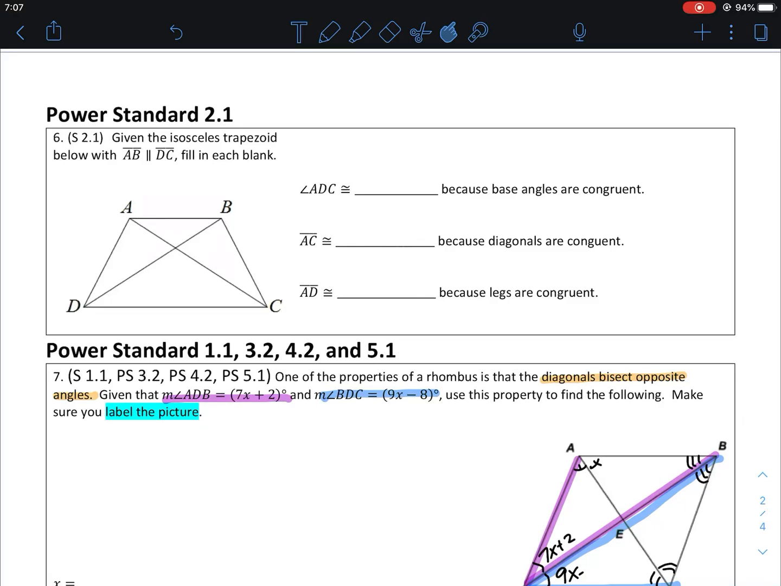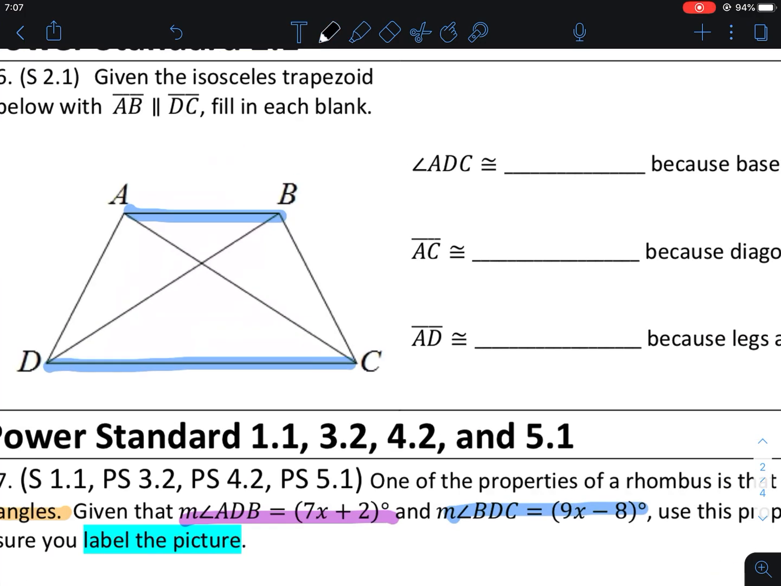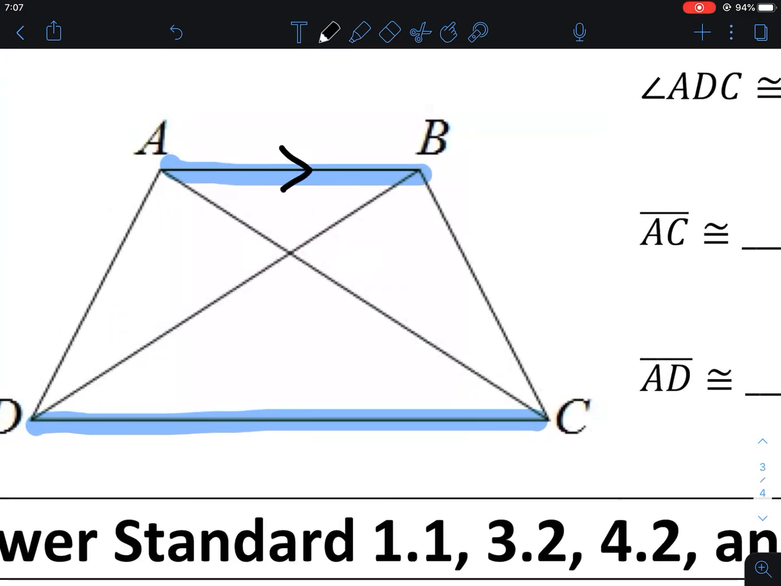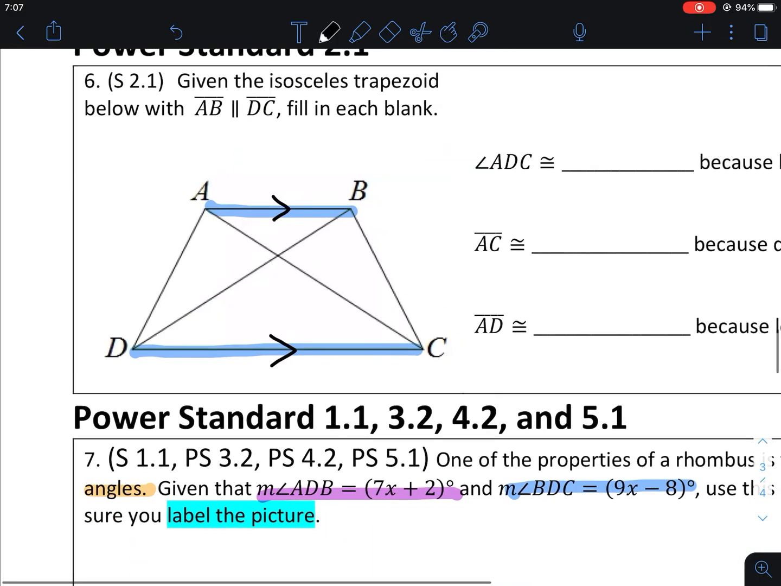The only place standard 2.1 shows up is in number 6, so let's be really careful with this one. We're given an isosceles trapezoid below. They also tell us that AB is parallel to DC. We don't have to mark it, but if we did, we would put arrows on each of those line segments pointing in the same direction to show that they're parallel.